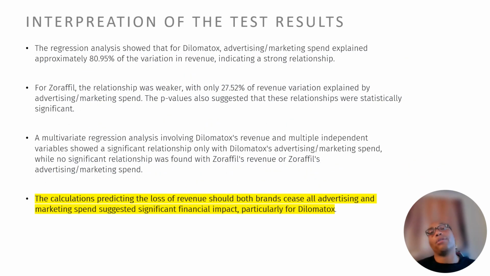Interpretation of the test results. The regression analysis showed that for DelioMax, advertising marketing spend explained approximately 80.95% of the variation in revenue, indicating a strong relationship. For Zoraflex, the relationship was weaker, with only 27.52% of revenue variation explained by advertising and marketing spend. The p-values also suggested that these relationships were statistically significant.